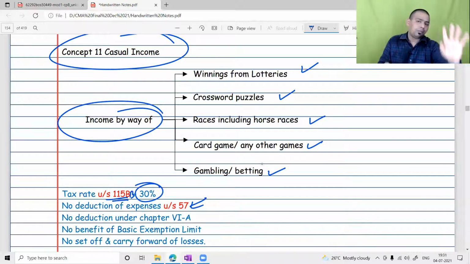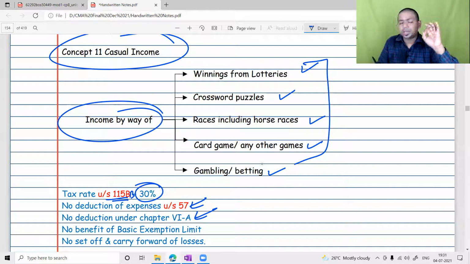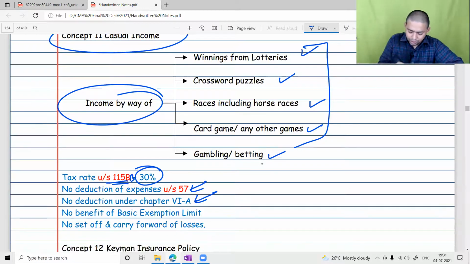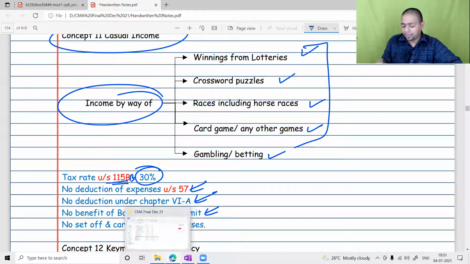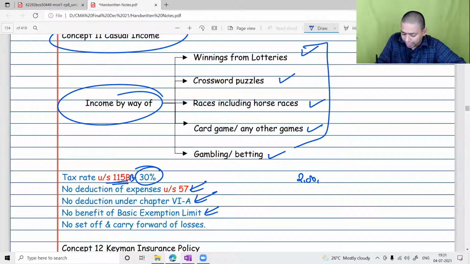It is taxable at the rate of 30%, fully taxable, no exemption, no concession. No deduction under section 57, no Chapter 6A deduction. If out of lottery income you put some money in Chapter 6A, 80C, 80D, you will not get any deduction, my dear friends. No benefit of basic exemption limit. If you win a lottery of only 2 lakh rupees and have no other income, still this 2 lakh rupees will be taxable at the rate of 30%. No concession of basic exemption limit will be given against lottery income.